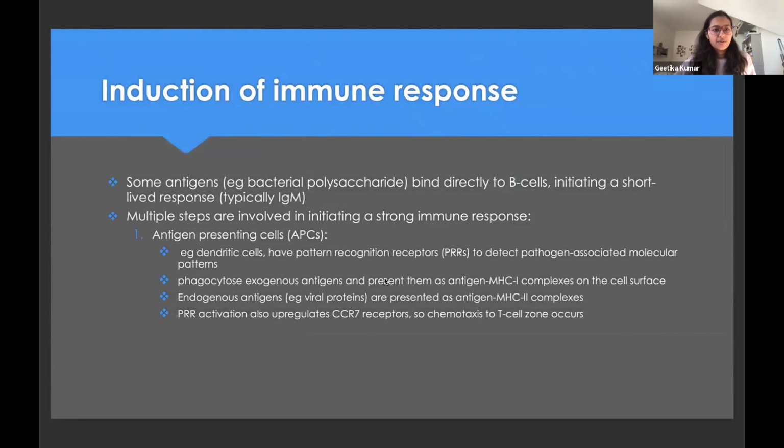Now we'll look at the induction of the immune response. So there's basically two types of immune responses that you can get with the specific immune system. One of them is the short-lived, sort of immediate response to pathogens. As I said, that's short-lived. With that, you don't get any memory cells.